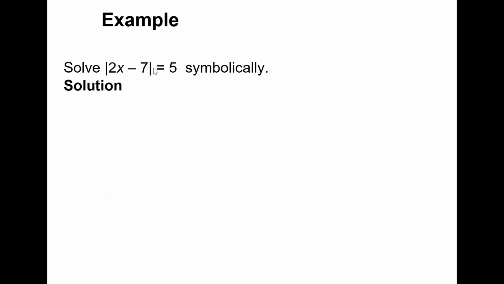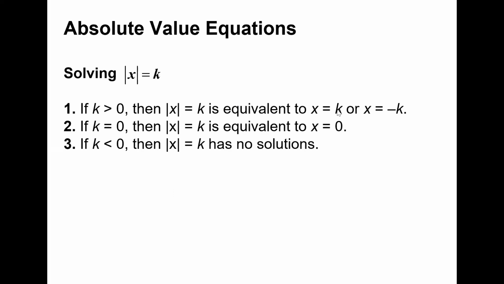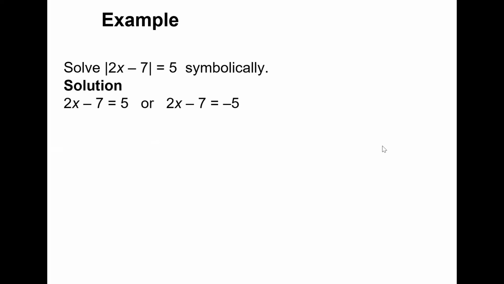Now, what about this one? What if we want to solve this symbolically? Well, that's either going to be equal to 5 or it's going to be equal to negative 5, because we said that it's going to be either equal to k or negative k. All we did was take everything out of the absolute value and set it equal to either the positive or the negative. And guess what? Now we can solve this for x.